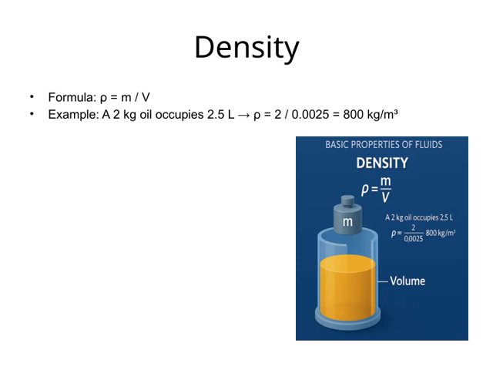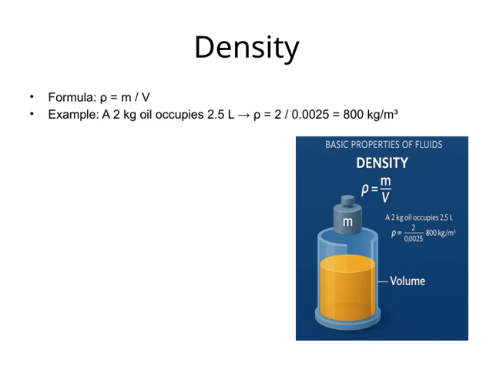Let's take a closer look at density today. Density, as you'll recall, is a measure of how much mass is contained in a given volume. The formula for density is quite straightforward. Rho equals mass divided by volume, or rho equals m/v.